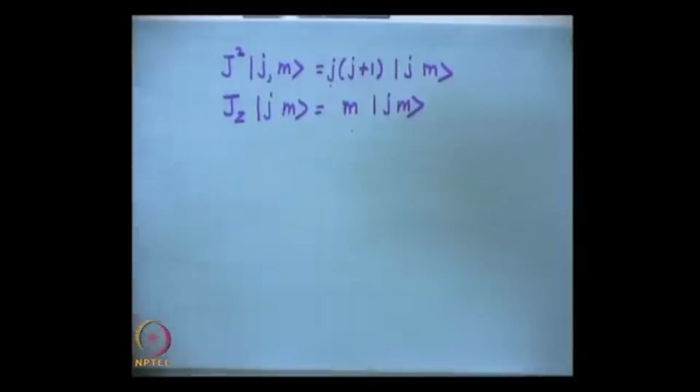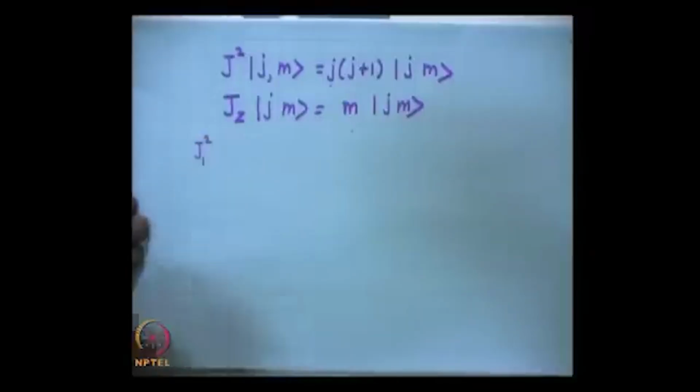How are they related to J1 and J2? What I am trying to say is that J1 square and J2 square I know. So, what are the eigenvalues of J square and Jz? This is an extremely important problem.